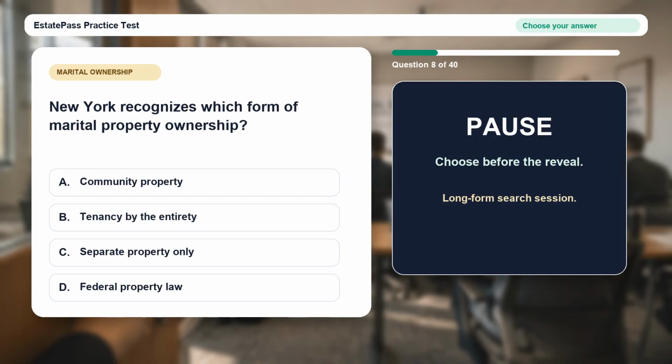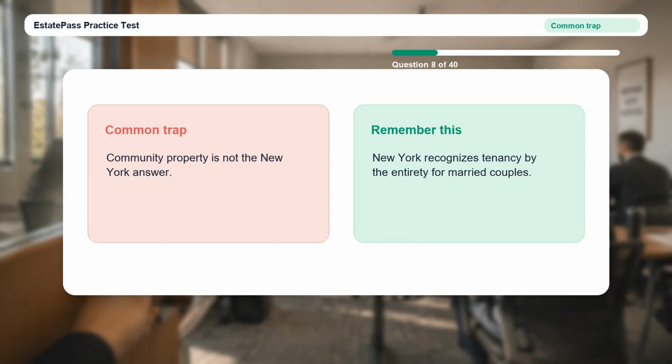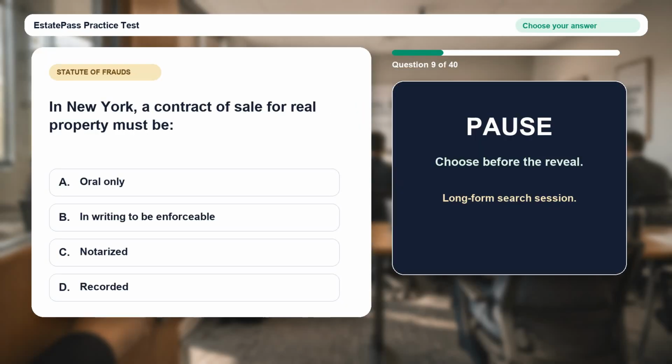Question 8. New York recognizes which form of marital property ownership? Your choices are A. Community property, B. Tenancy by the entirety. The correct answer is B. Explanation. NY recognizes tenancy by the entirety for married couples, providing protection from individual creditors. Common trap. Community property is not the New York answer. Quick takeaway.